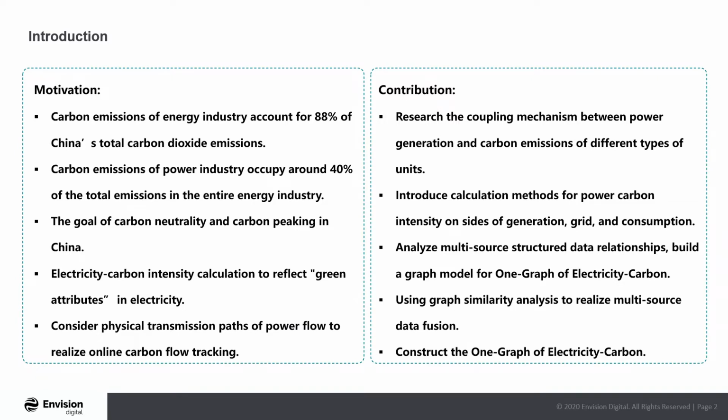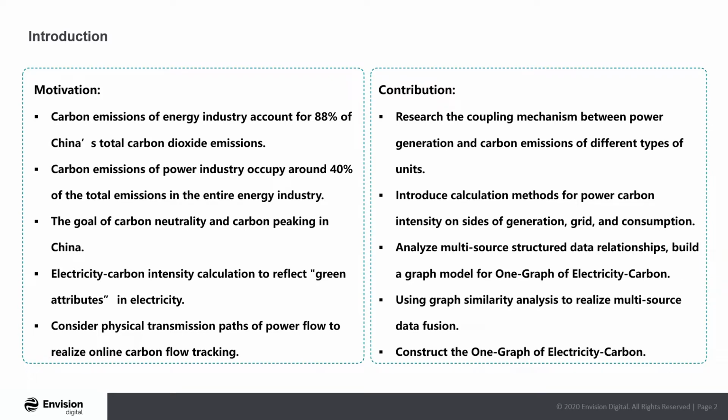Nowadays, the carbon emissions of the energy industry account for 88% of China's total carbon dioxide emissions, of which the power industry occupies around 40% of the total emissions in the entire energy industry. With the goal of carbon neutrality and carbon peaking, the power industry needs to play an essential role in carbon emission reduction. It is urgent to carry out the electricity carbon correlation analysis and research the mechanism of carbon intensity calculation that reflects the green attributes in electricity.